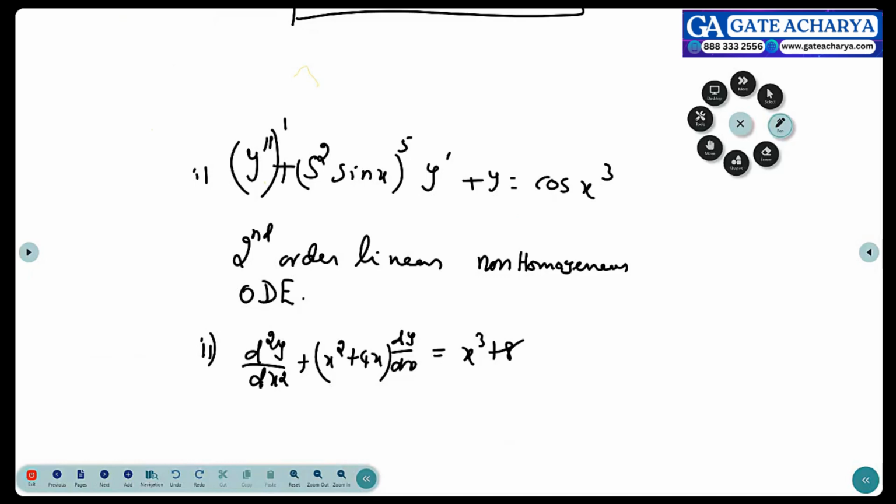Why is it ordinary? The right hand side is x square or x cube, a function of x, so it is ordinary. So second order, linear, non-homogeneous, ordinary differential equation.